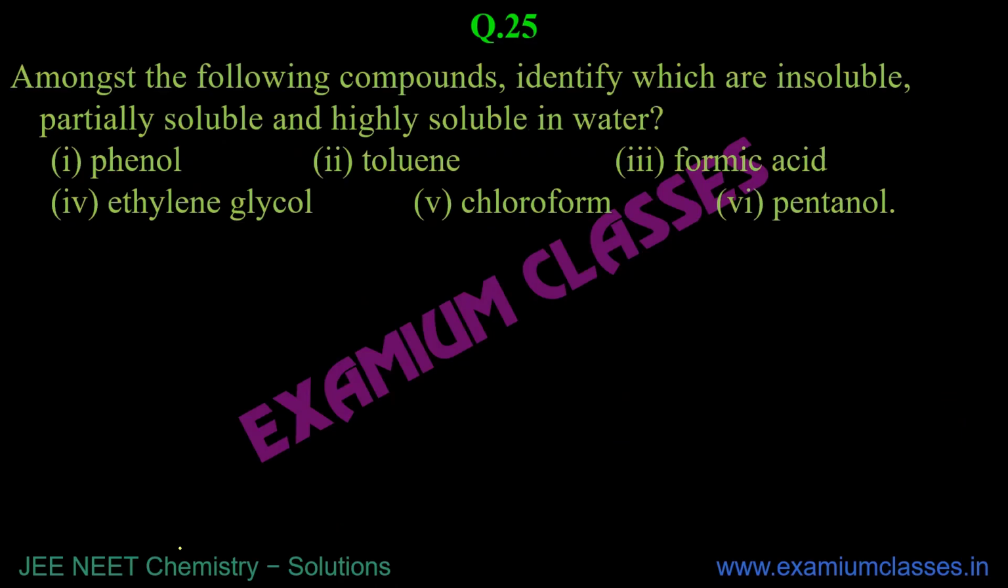Amongst the following compounds, identify which are insoluble, partially soluble, and highly soluble in water. Again, similar question. You will say ionic will be soluble in ionic, polar will be soluble in polar, non-polar will be soluble in non-polar. We have to talk about solubility in water, and water is polar. We have to write in terms of insoluble, partially soluble, and highly soluble.